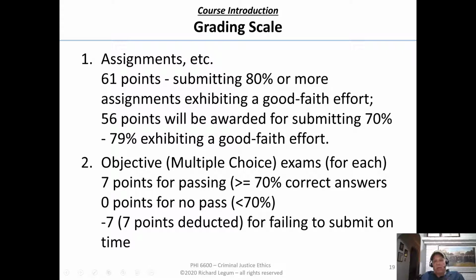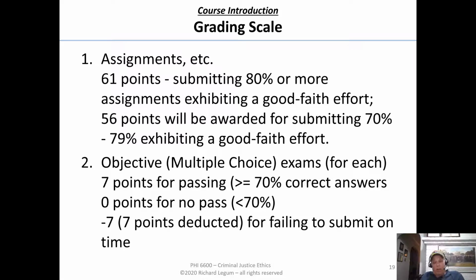Now, for the objective multiple choice exams, the multiple choice midterm and multiple choice final, for each one you get 7 points for passing. That is a score of 70% or better. No points for no pass, and 7 points will be deducted for failing to submit on time. So make sure you get these things done. I'm usually kind of liberal about on time performance, and I'll cut you some slack. But the idea is, here you want to get at least 70%.